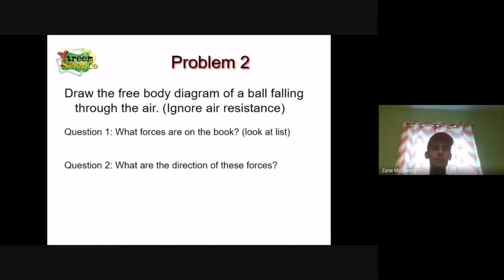Example number 2, a free body diagram of a ball falling through the air, and it tells us specifically to ignore air resistance. If we were going to include air resistance, this would look a little different. So the forces that are acting on the ball, based on the 5 we went over, there's only one of them, just gravity, because we're ignoring air resistance. If we didn't, we'd have to put friction on there as well. The direction of gravity is towards the middle of the Earth, so it has to be down.